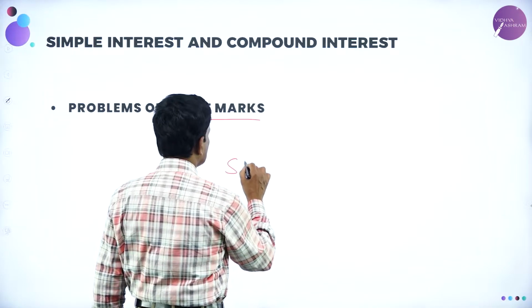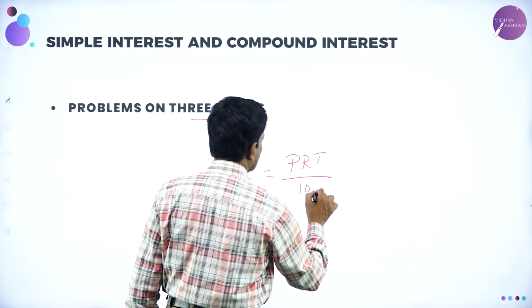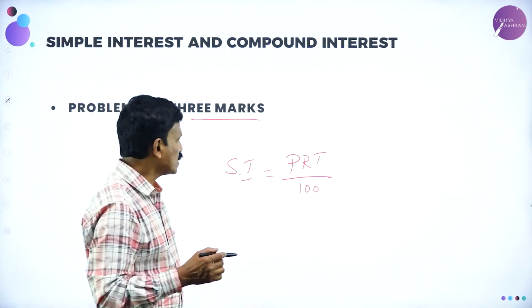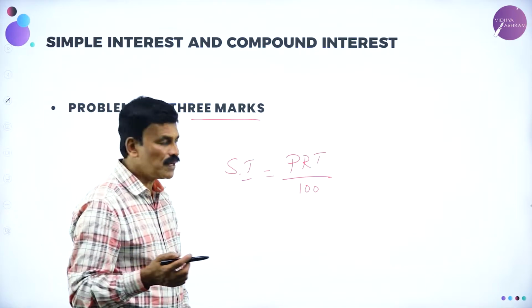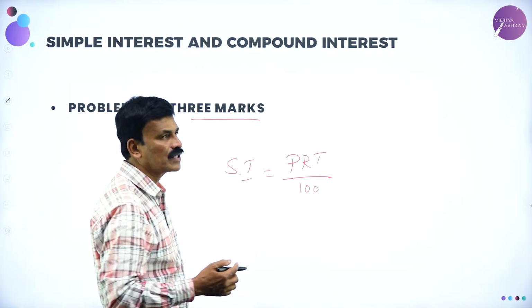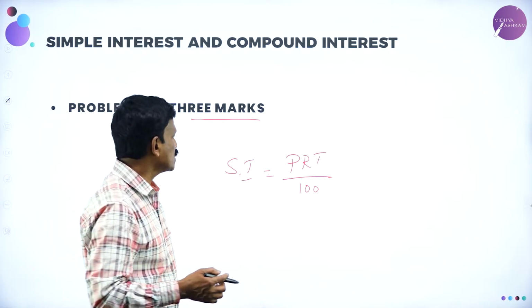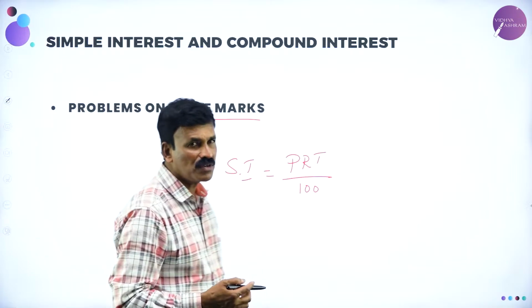Let us recall the formula for simple interest. The simple interest SI is given by PRT over 100, where P is the principal, R is the rate of interest, and T is the time taken. Let me explain again: the simple interest is calculated using the formula SI is equal to PRT over 100. Based on this, we have solved the problems.